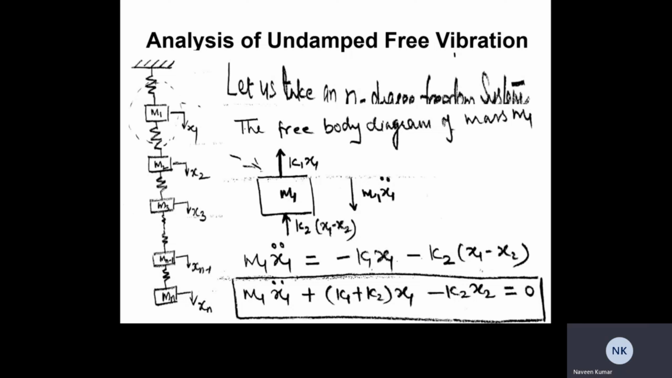the net force applied. Since the direction of this k1 x1 is upward, which is opposite to the acceleration force, we'll have to write a negative sign here, so minus k1 x1. And this force is also upward, so it also has to be written with a negative sign, that is minus k2 into (x1 minus x2). Simplifying this equation by taking x1 common gives the equation of motion for the mass m1, that is m1 x1 double dot plus (k1 plus k2) into x1 minus k2 x2 is equal to 0.